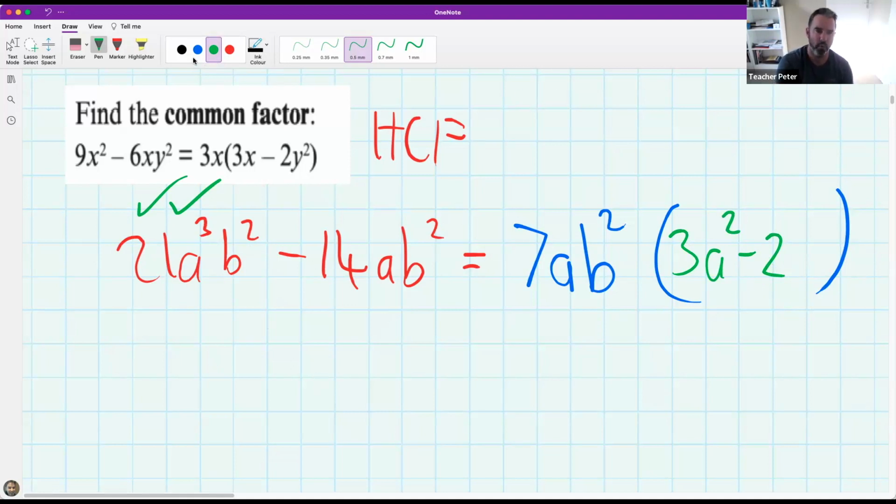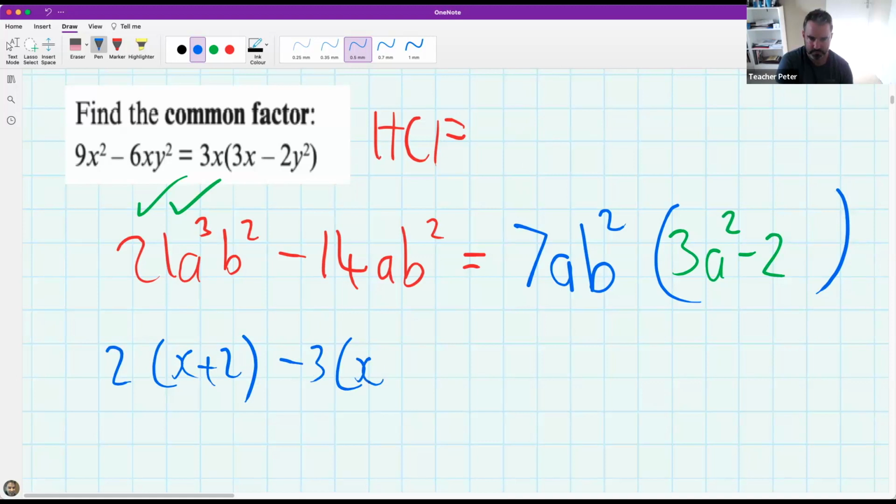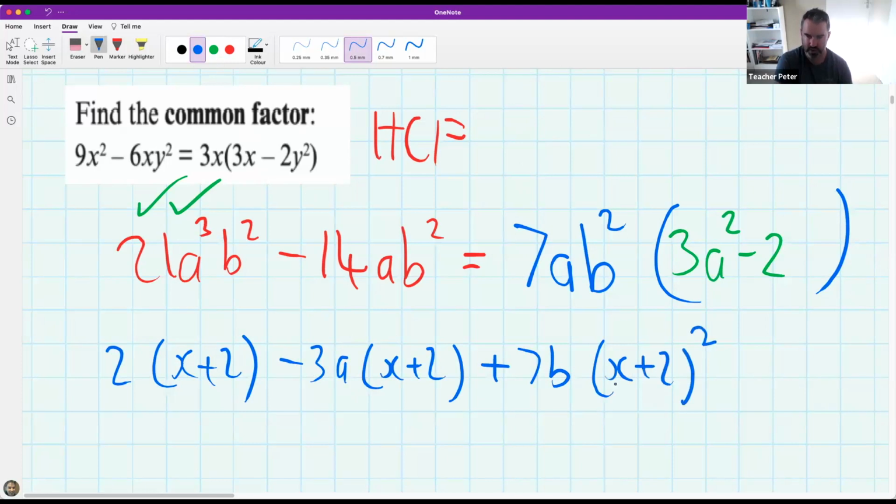Let me give you one more. Let me just do this. I'm making one up for you. So minus 3a(x + 2) plus 7b(x + 2) squared. Could you factorize that for me using the highest common factor?